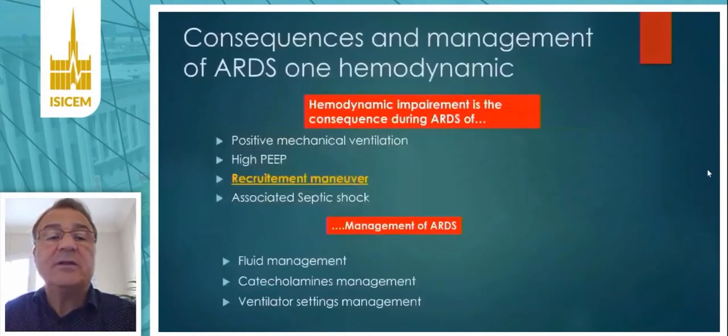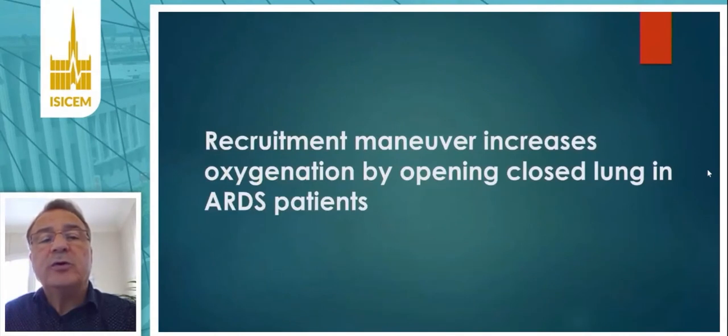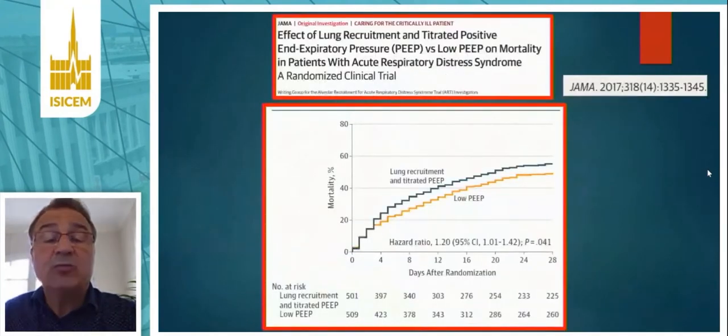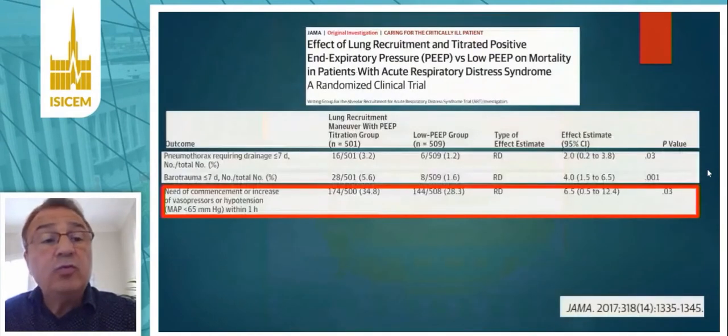Now the recruitment maneuver, which is very useful to increase the oxygenation of the lung. You see that by increasing the PEEP, we decrease the collapsed lung tissue, and we improve the PaO2/FiO2 ratio. But unfortunately, it was well demonstrated by Marcelo Amato in the ART study that if we apply a lung recruitment and if we titrate the PEEP very high, we may increase the mortality of patients with ARDS. And it is mainly due to an impairment of the hemodynamics.